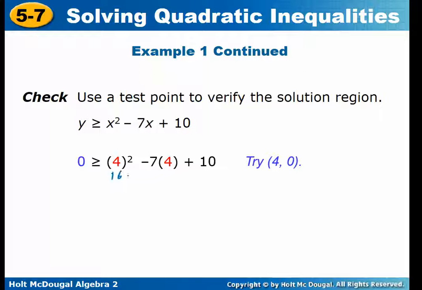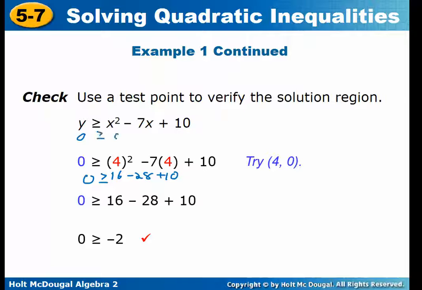So this would be 16 minus 28 plus 10. And if 0 is greater than that, then this works. So we'd have 16 minus 28 is negative 12, plus 10 is negative 2. So 0 is greater than negative 2. So it works, so we shaded the correct region. And like I said, you could use 0, 0, which was outside the shaded region, and this should not work. And 0 is not greater than 10, so this does not work, which means we should not have shaded 0, 0, and we hadn't, so that's good too.